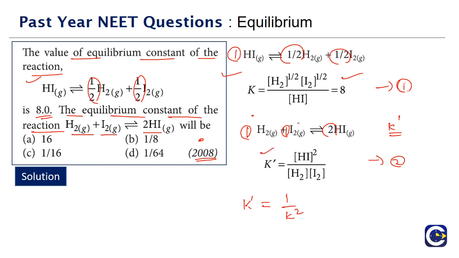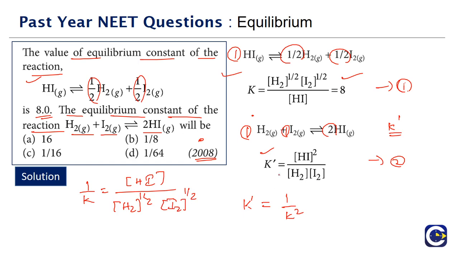Observe this carefully. If you take a reciprocal of K, what will 1 by K be? 1 by K will be H1 divided by H2 power half into I2 power half. That is 1 by K, right?